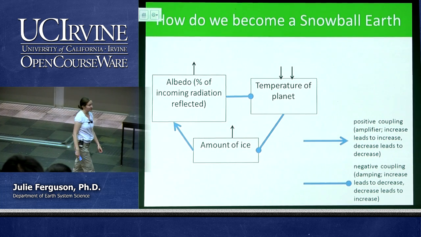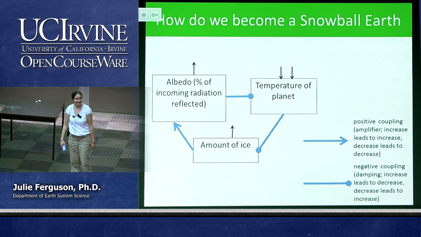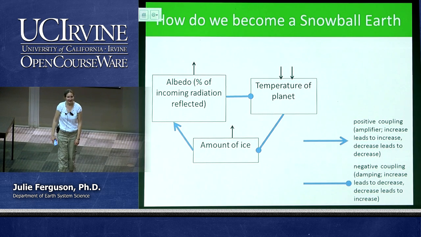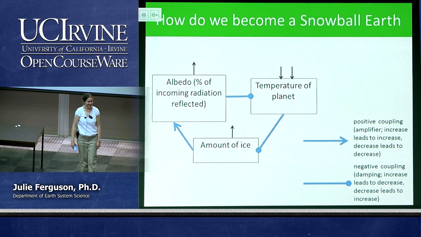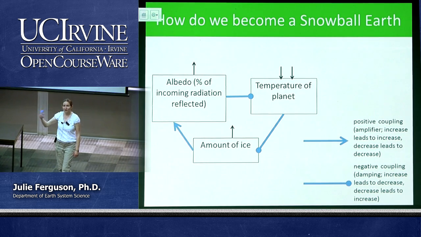So when we started melting away, I increased the temperature of my planet. What would that do to the amount of ice? Decrease. What would that do to the albedo? What would that do to the temperature? So we do the spiral the other way. Basically, we get warmer and warmer and warmer.